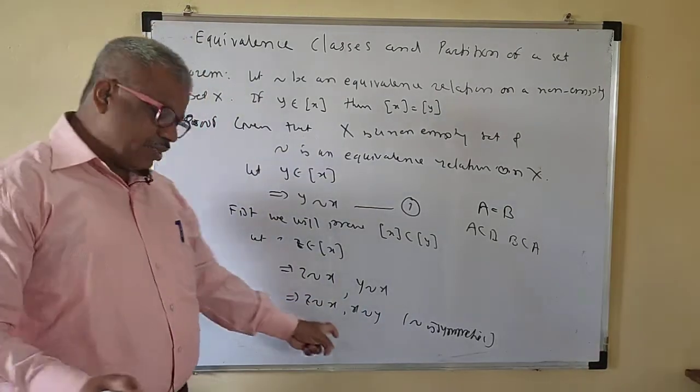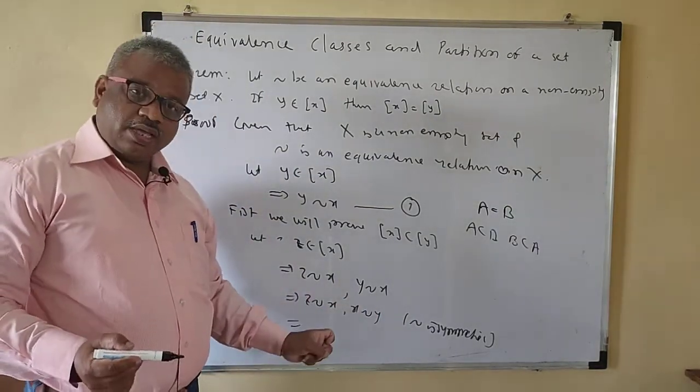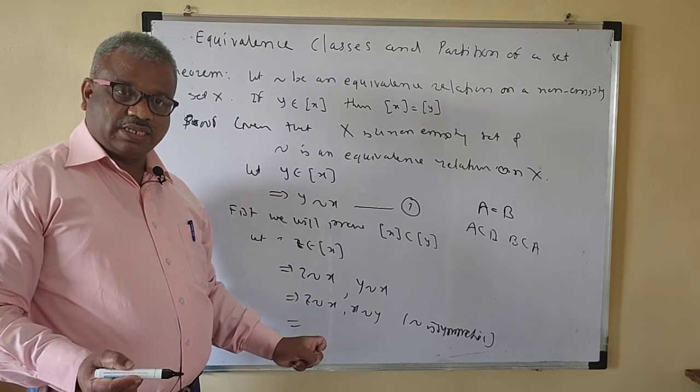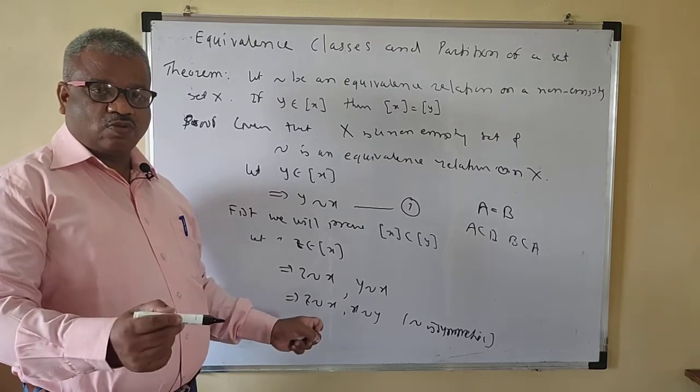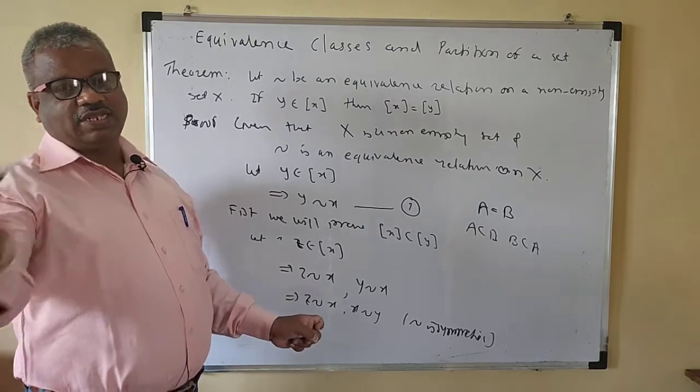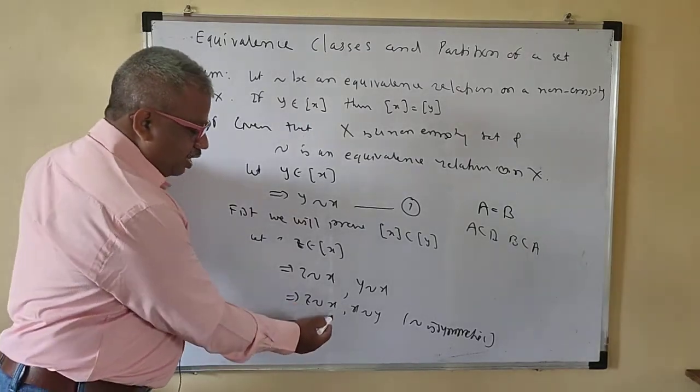Now here Z is related to X, and X is related to Y. Your tilde is an equivalence relation, that means tilde is transitive. Transitive means X is related to Y, Y related to Z, then X is related to Z. Same thing here.